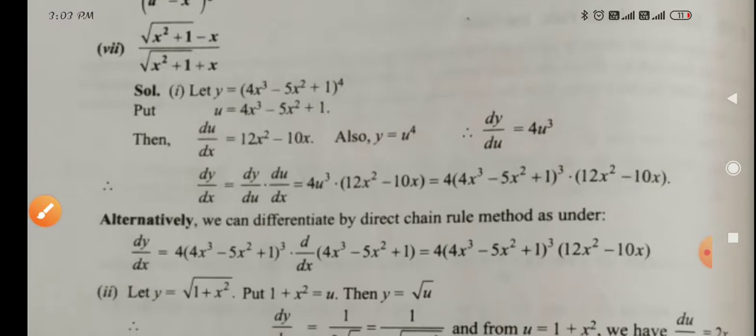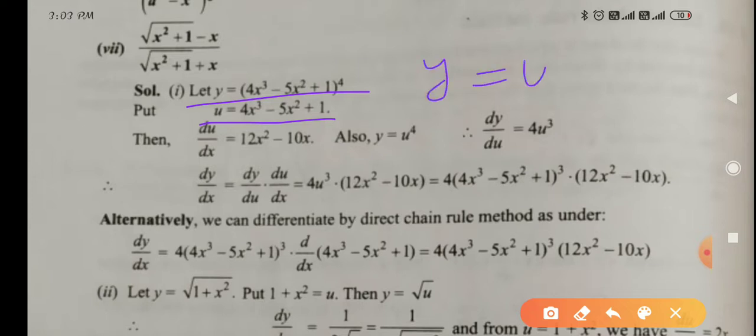So here you can take this as y. Y equals (4x cubed minus 5x square plus 1) to the whole power 4. Now this inner function you can take as u. U equals 4x cubed minus 5x square plus 1. Then this y will become u to the power 4. Here you can see y equals u to the power 4.